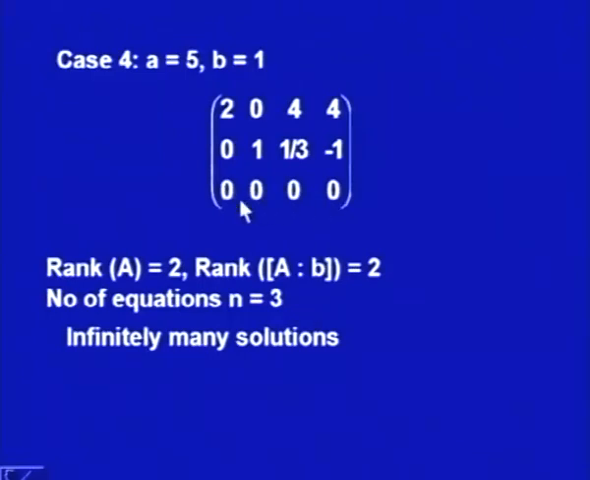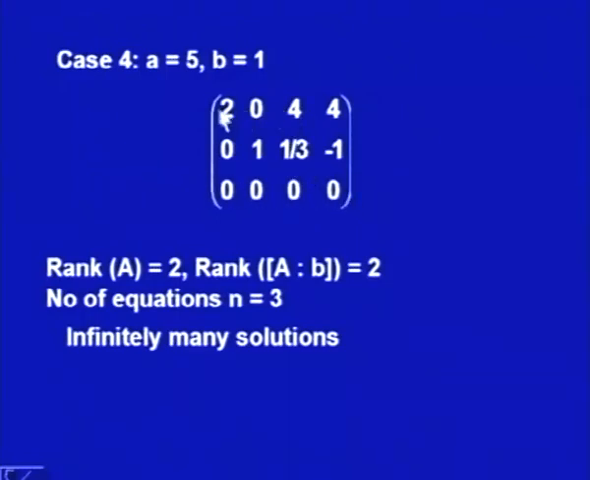So nullity is 1 here, rank is equal to 2. So there are solutions possible, and you can assign an arbitrary value to the third variable, and still the third equation will be satisfied. So what we can do is consider the system as 2x plus 0y plus 4z is equal to 4, and then we have 0x plus y plus 1 by 3 z is equal to minus 1. You can assign arbitrary values to z, and this equation will still be satisfied.